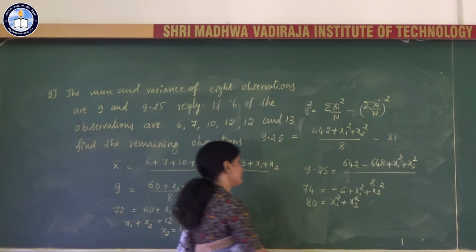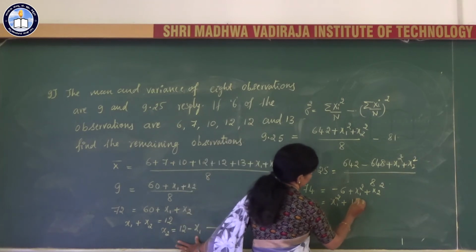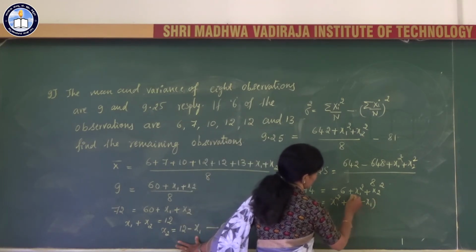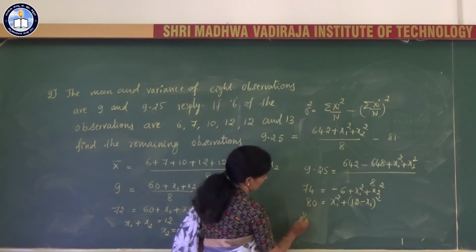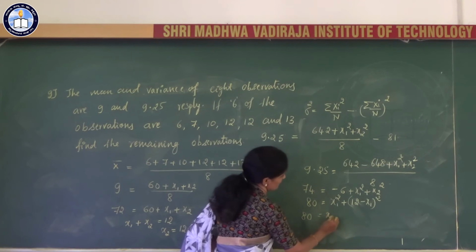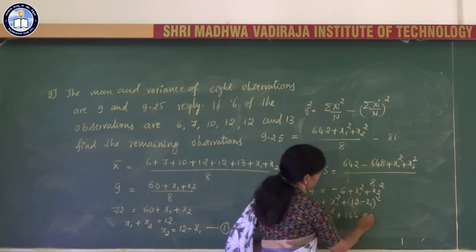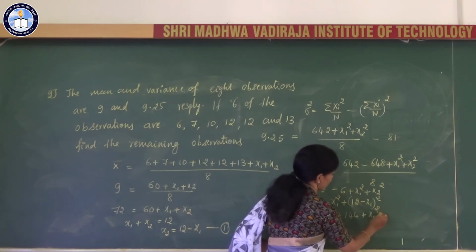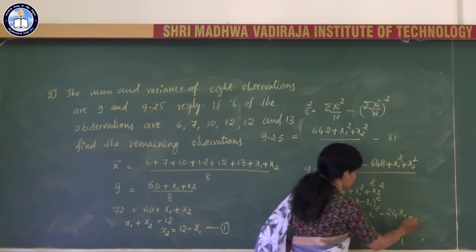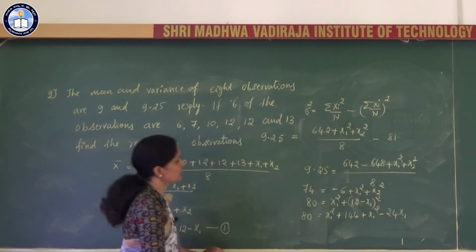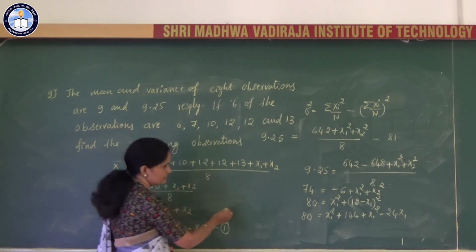So instead of x2, I will take the value of x2. What is the value of x2? 12 minus x1 whole square. So make the quadratic equation here. 80 is equal to x1 square plus 144 plus x1 square minus 24 x1. Okay. So 144 is that. So I will write the quadratic equation here.